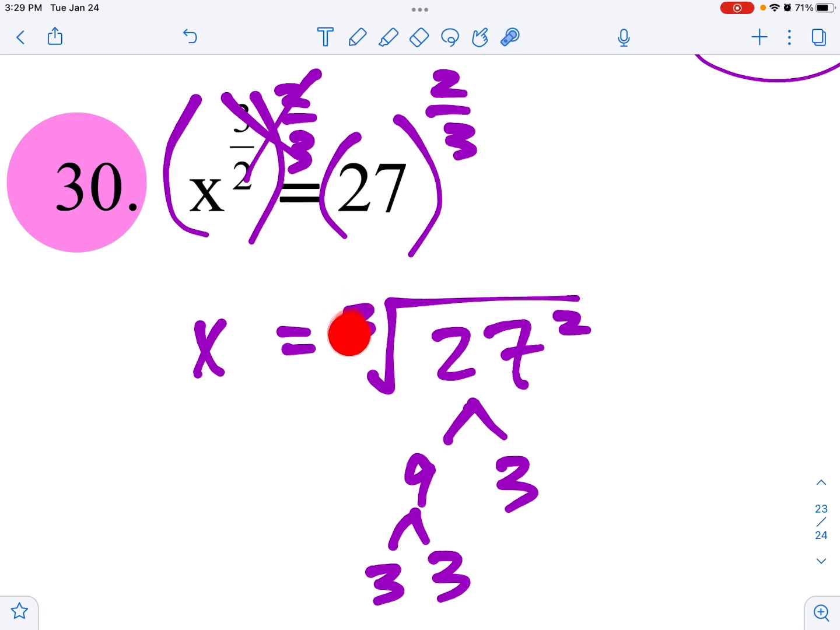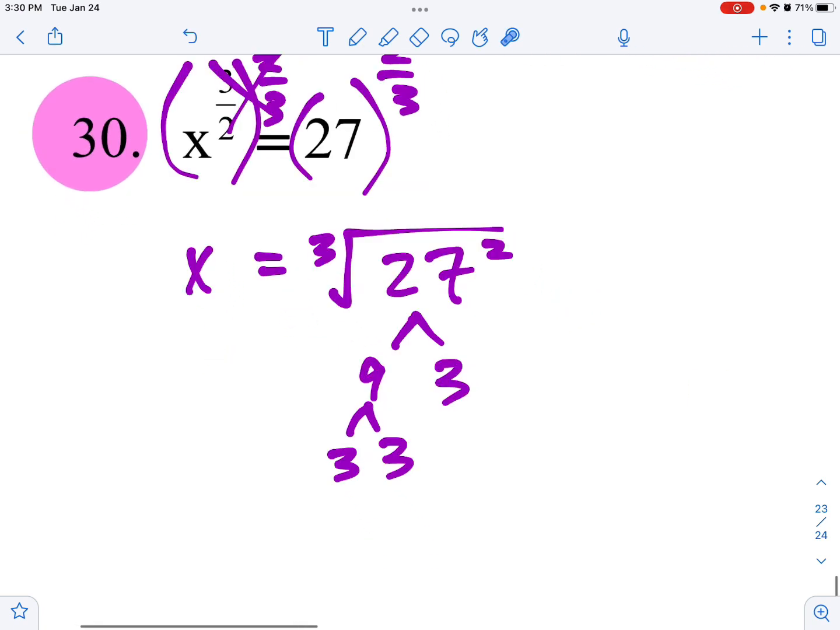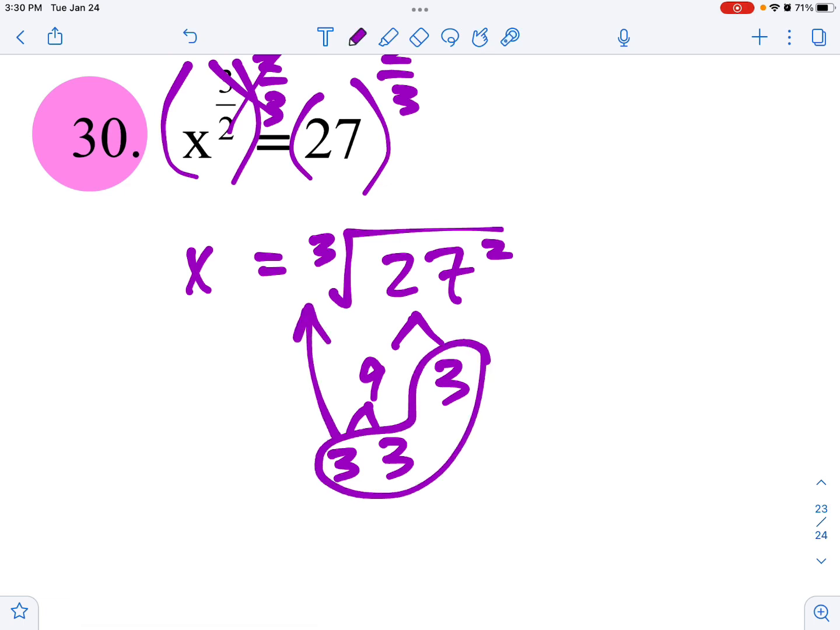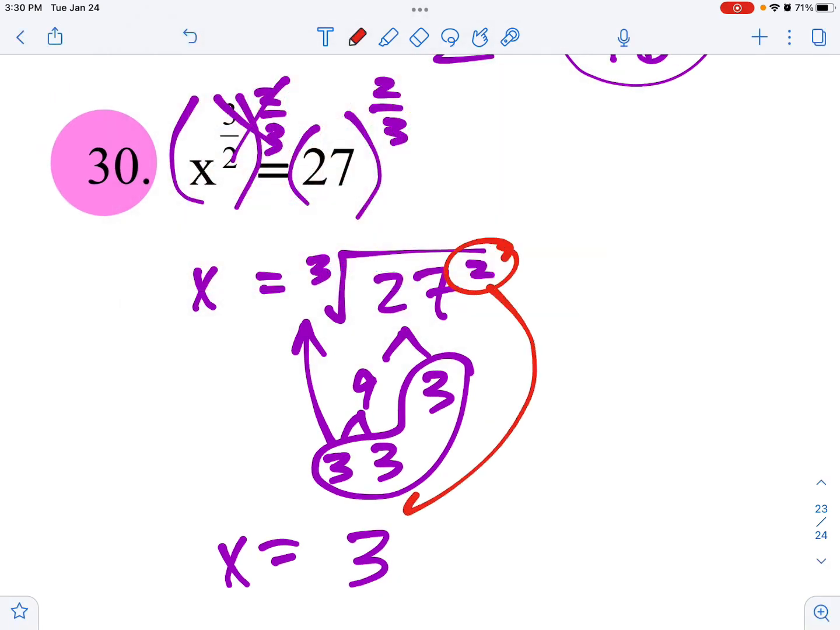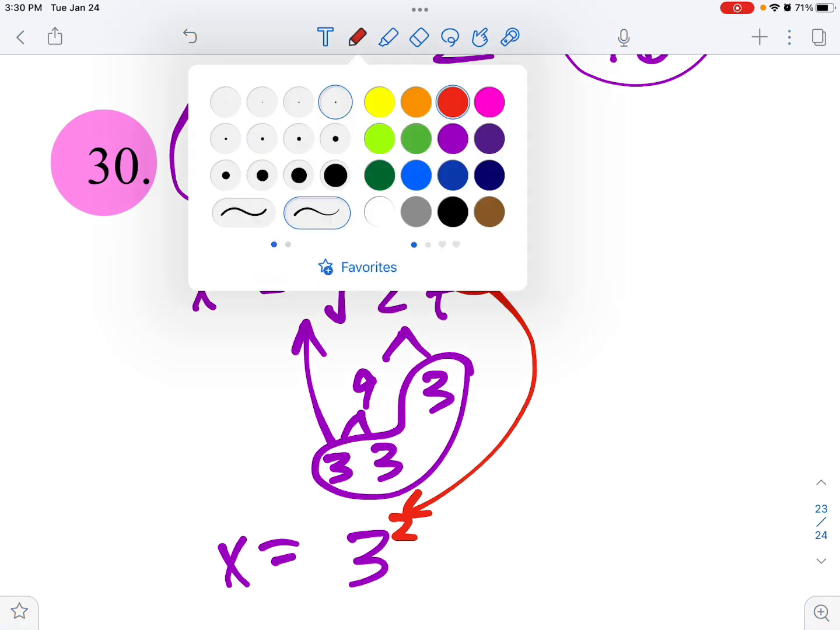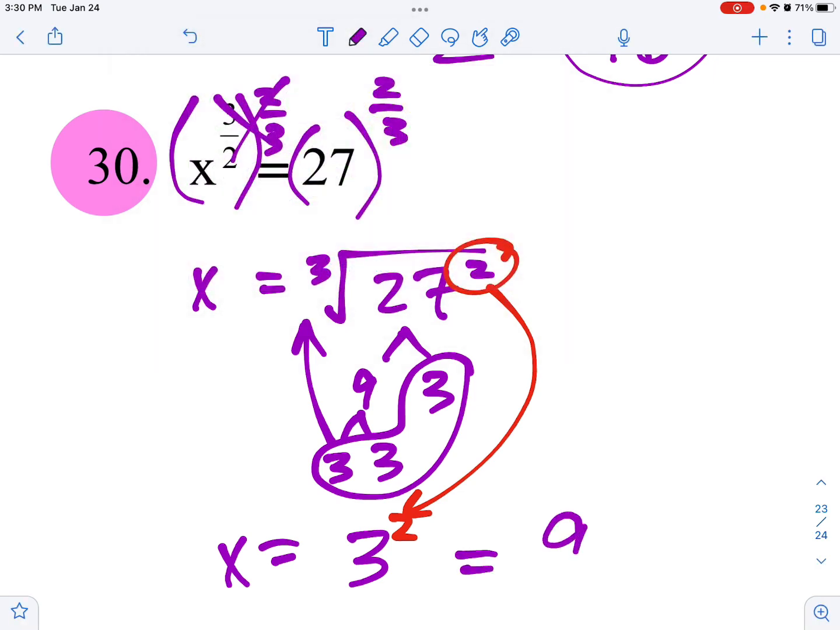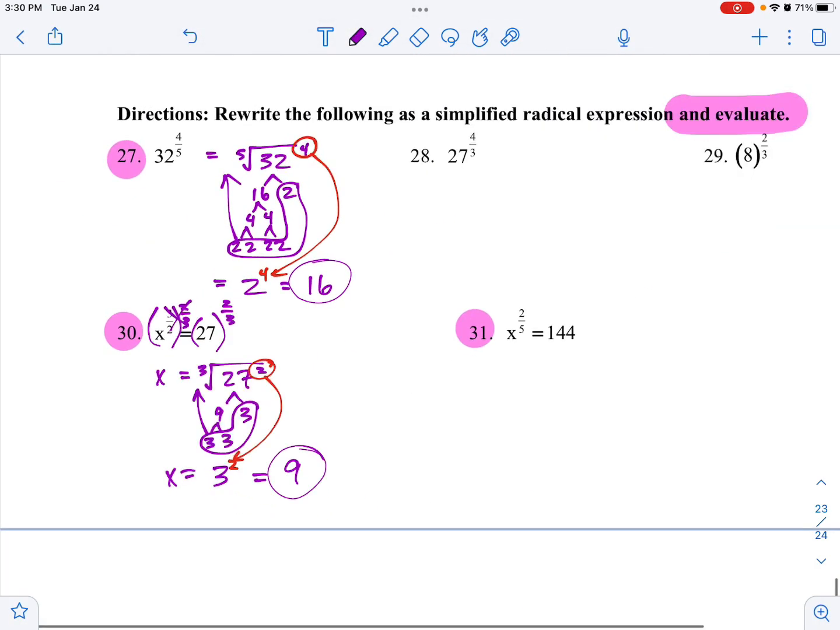And remember, I'm looking for a group of 3. I'm ignoring this 2 for a second. I'll deal with that in a minute. But I have 3. I have a group of 3, which comes out. And then remember this 2 that I ignored? That's still an exponent that goes on the 3. 3 squared is 9. Let's try one more.